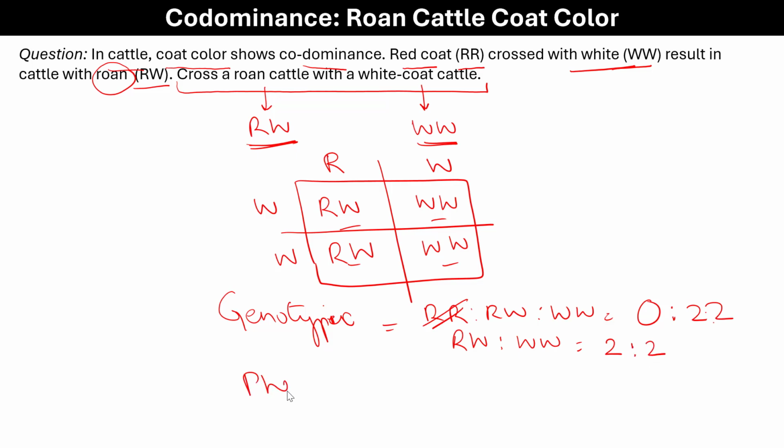And then what is the phenotypic ratio? There are no reds, there are 2 roan and 2 whites. So there are 2 roans and 2 whites. So the ratio of roan to white is 2:2 or 50-50%.